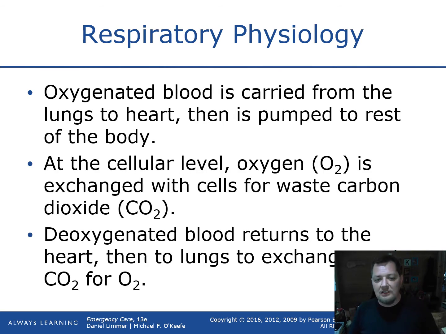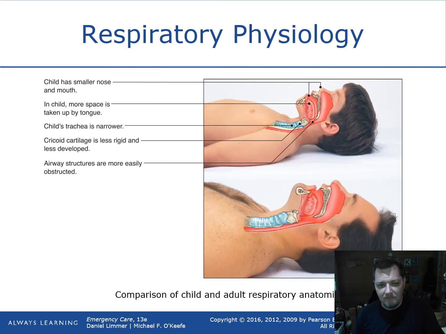Oxygenated blood is carried from the lungs to the heart and then is pumped to the rest of the body. At the cellular level, oxygen is exchanged with cells for waste carbon dioxide. This is that cellular respiration. And deoxygenated blood returns to the heart, then to the lungs to exchange carbon dioxide for oxygen.